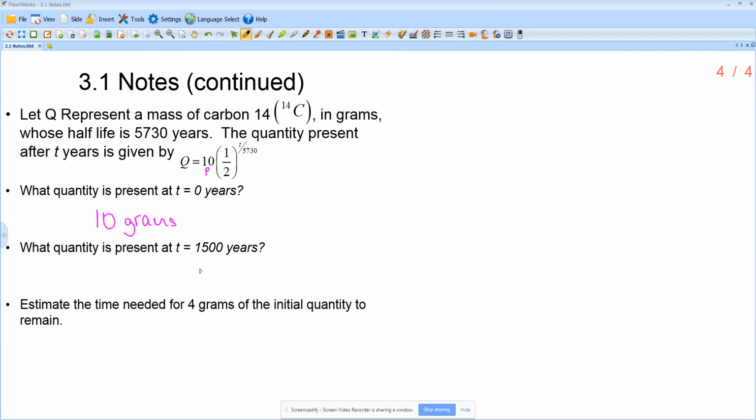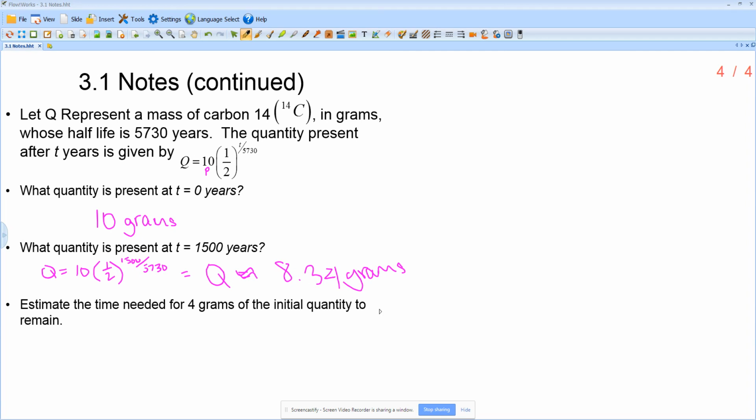What quantity is present at T equals 1,500 years? So all we would do is go to Q is equal to 10 times 1/2 to the 1,500 over 5,730. And what that's going to give me is Q being approximately 8.34 grams. So after 1,500 years, those 10 grams of carbon would now just be 8.34 grams of carbon.